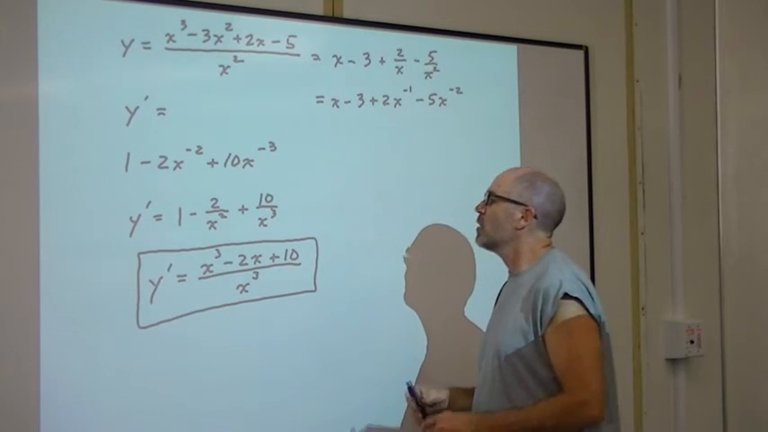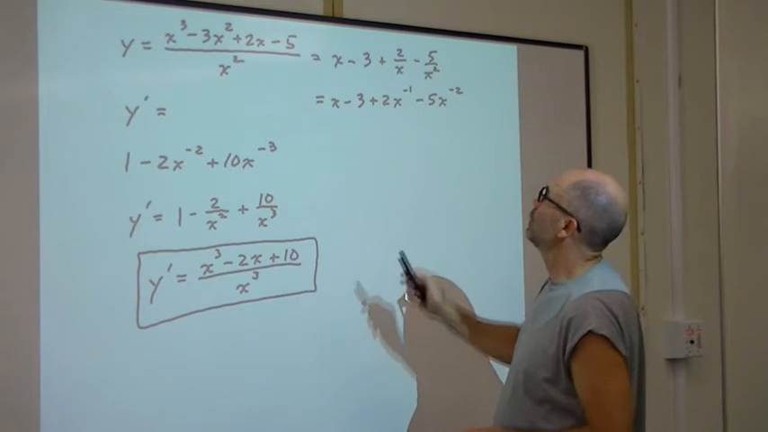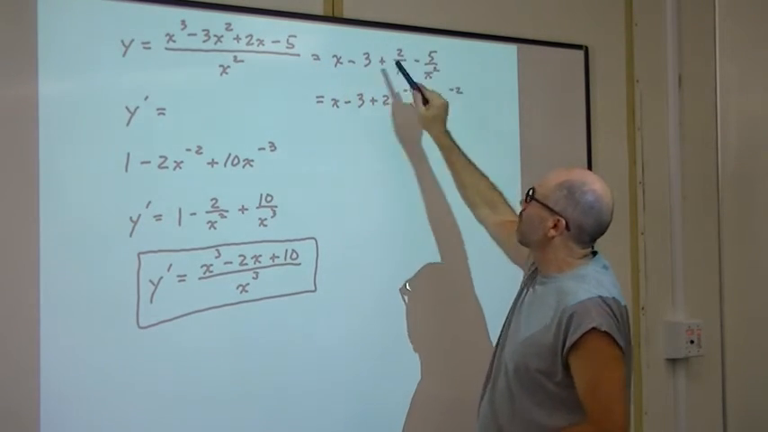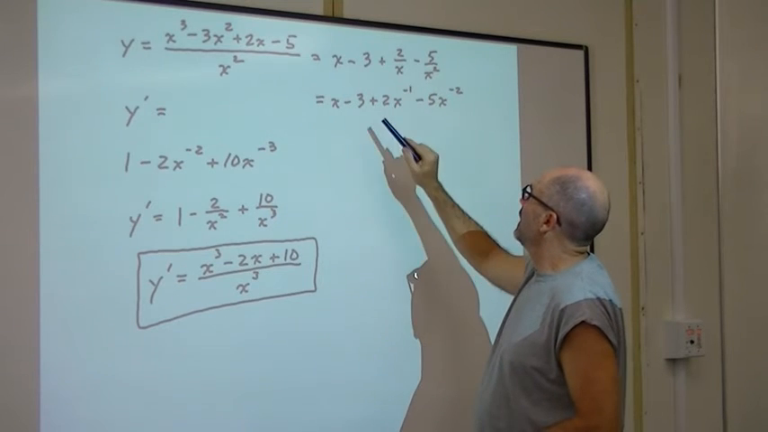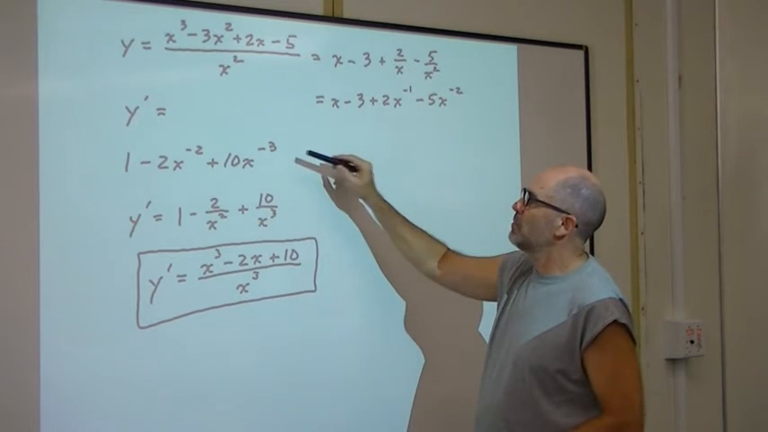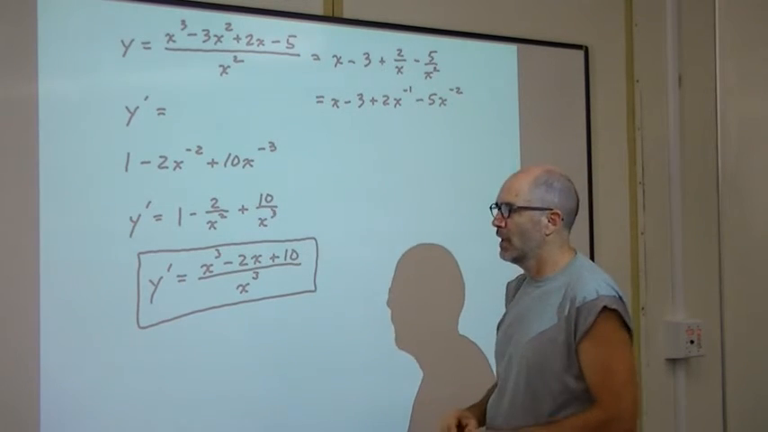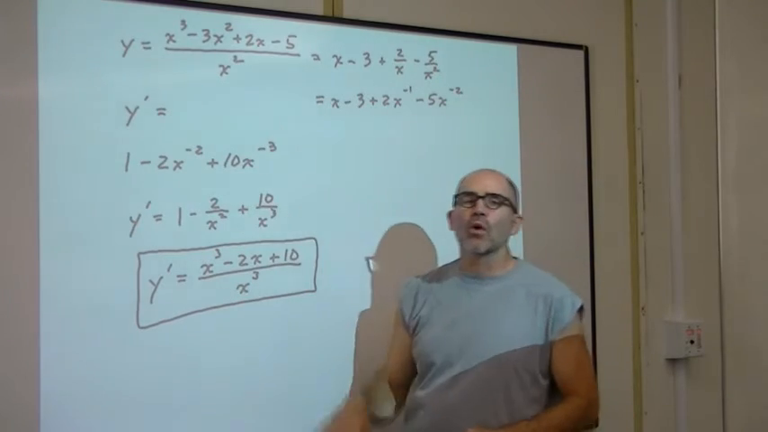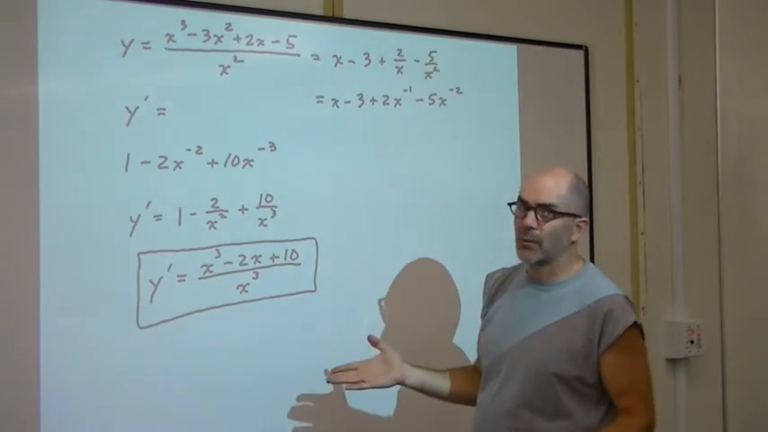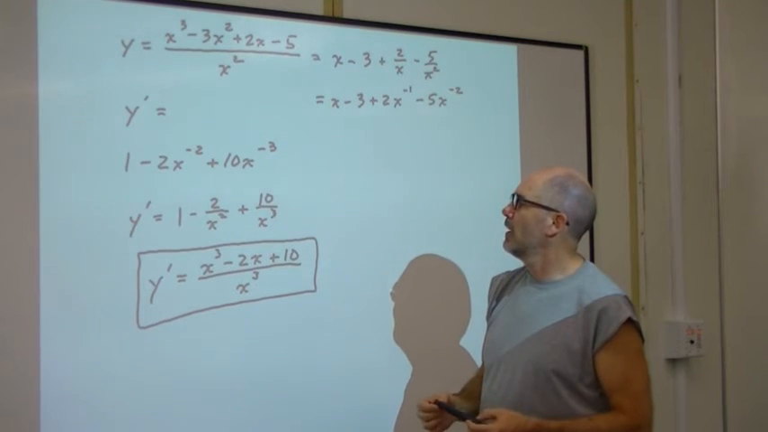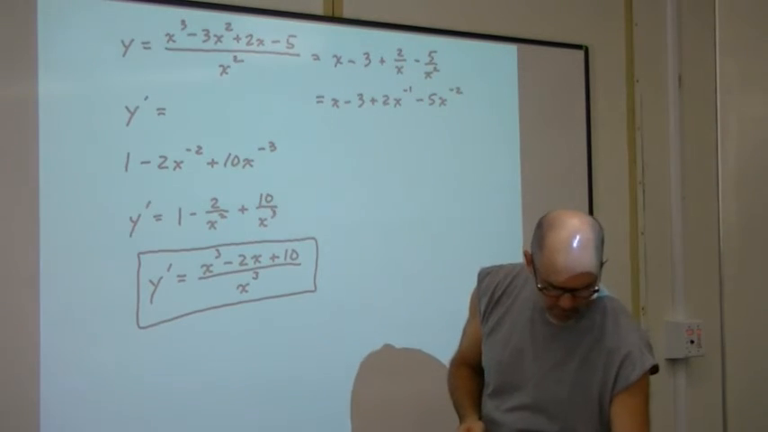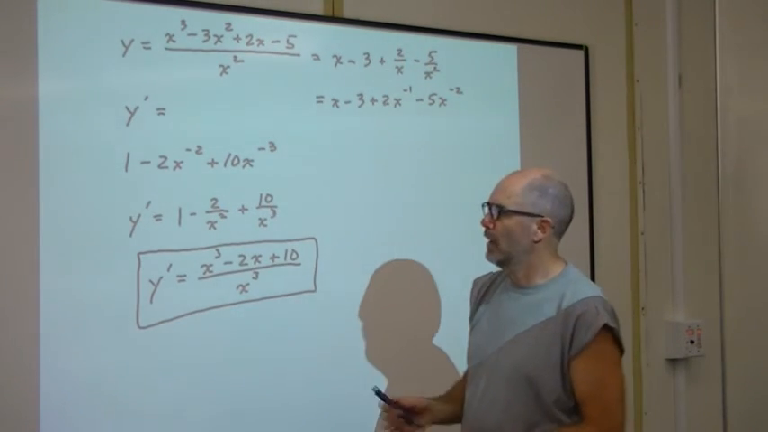So notice how much simpler this was to take the fraction, break it up into 4 bite-sized chunks, and then just take the derivative of each one, and then you can put it back together if you want to. But doing the quotient rule would just be way more work, and then you'd have to simplify it anyway. So that's it. Remember that lesson.